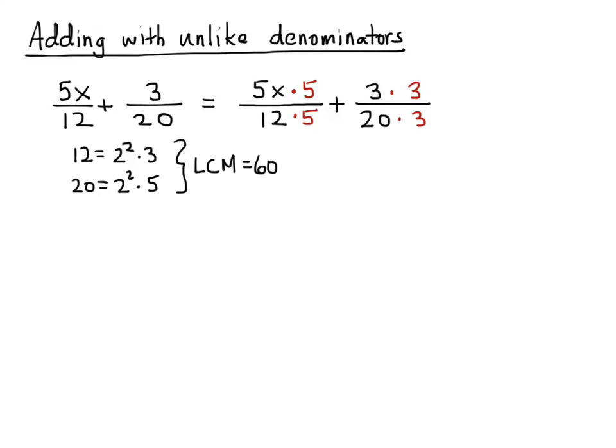I ask myself, okay, how do I go from 20 to 60? Well, I multiply by 3, and so I'm going to have to change the numerator as well, so I'm not changing the overall value, by multiplying by 3 over 3. And then when I multiply those out, I get 25x plus 9 over 60.